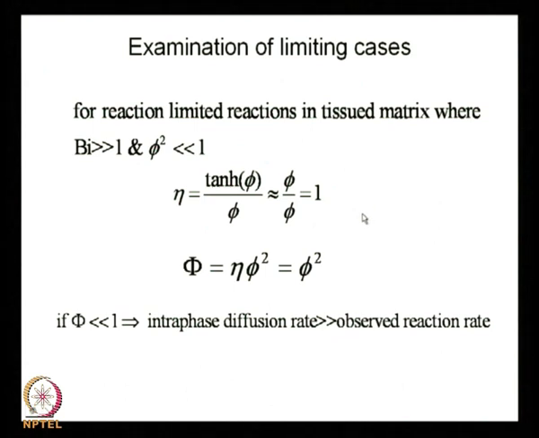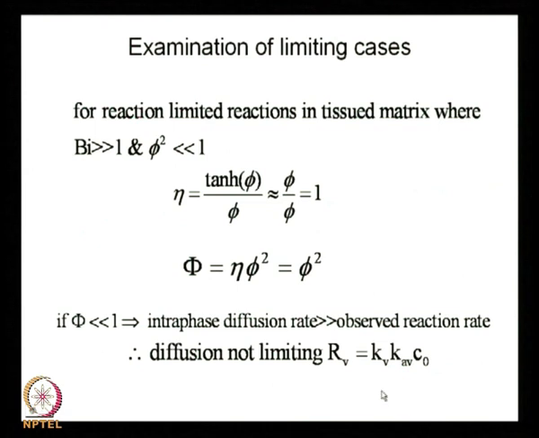Now, eta equals 1 means that observed reaction is equal to intrinsic reaction. Now, phi square much lesser than 1 means interphase diffusion is much faster than intrinsic reaction. It also is much faster than observed reaction, fine. So, this is one of the limiting cases we did. Are you done with this? So, we will go to the next case. So, diffusion is not limiting, this is very straightforward.